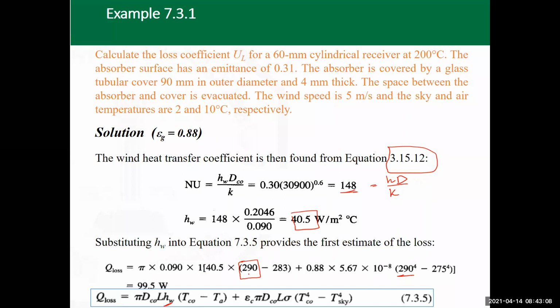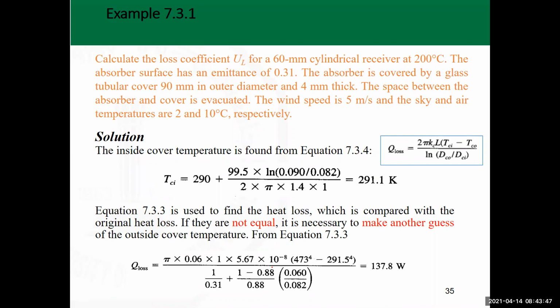The temperature difference is basically this assumed temperature minus 283, which is the air temperature, 10 degrees centigrade. And then this is the emissivity of the glass. This is 5.67 times 10 to the power of minus 8, the Stefan-Boltzmann constant. And again, temperature to the power of 4 minus the sky temperature, which is 2 Celsius, that is 275 Kelvin to the power 4. When we do that, we calculate the value of Q loss, and the estimate here is that Q loss is 99.5 watts.